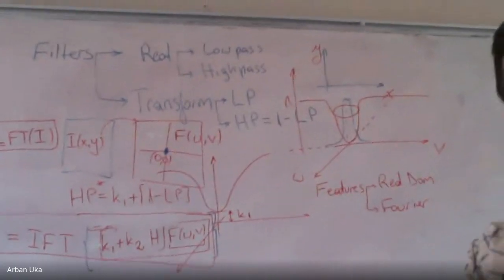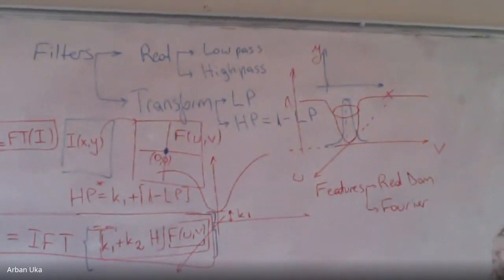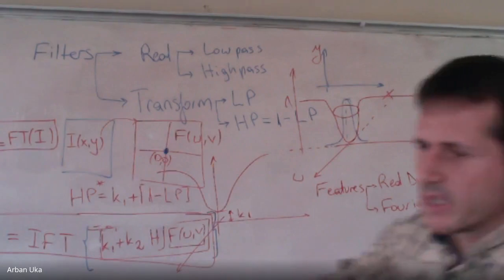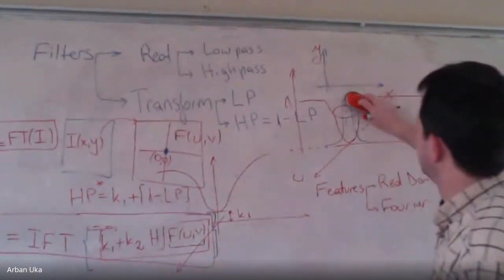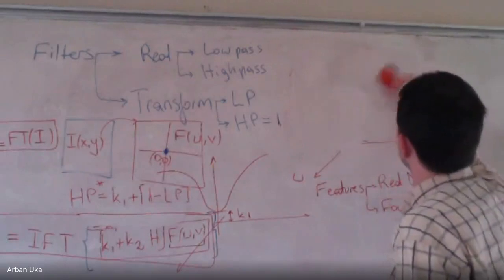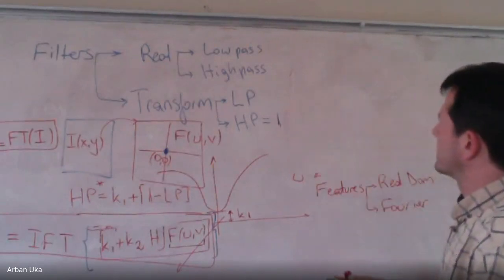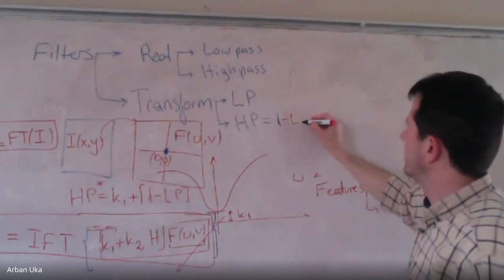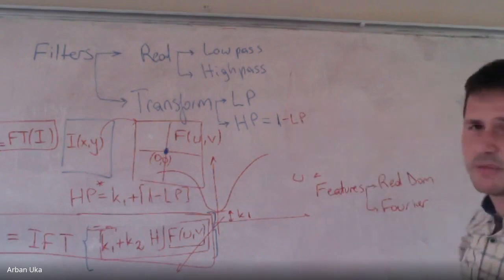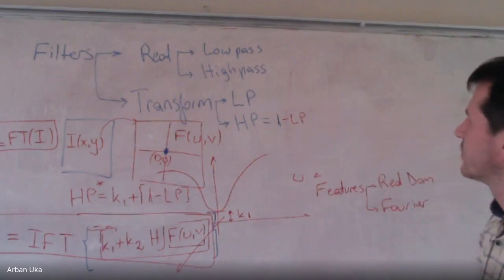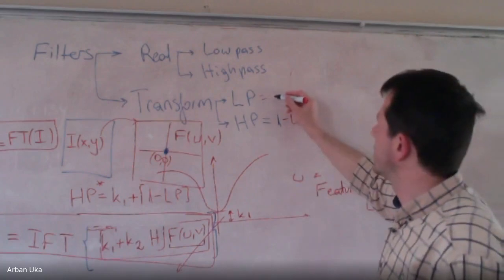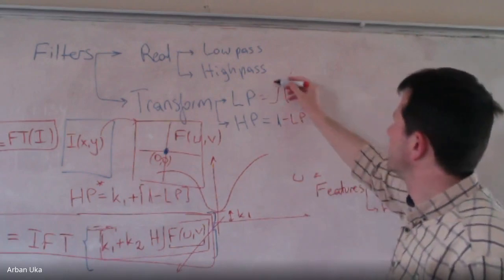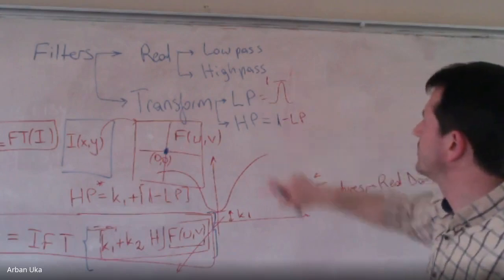We'll go to the examples, but for now, I want to write a couple of notes on the board. This high-pass filter was equal to 1 minus low pass. Mathematically, this is how we write it. For the low-pass filter, you can just draw a Gaussian function with a height of 1, minus 1, and you get the high-pass filter.